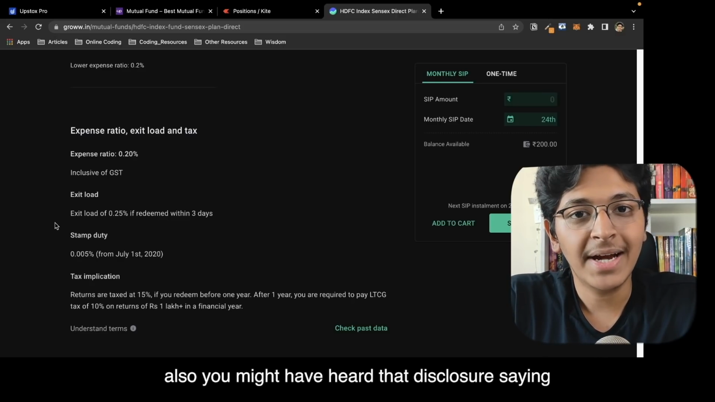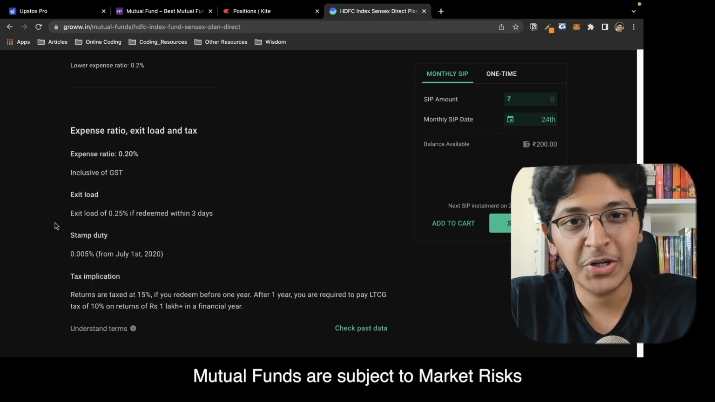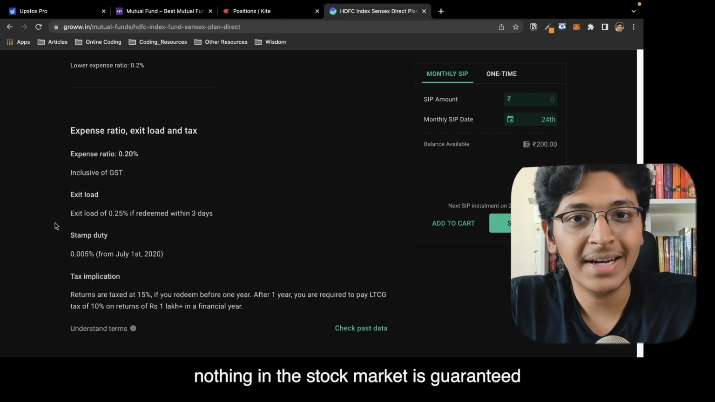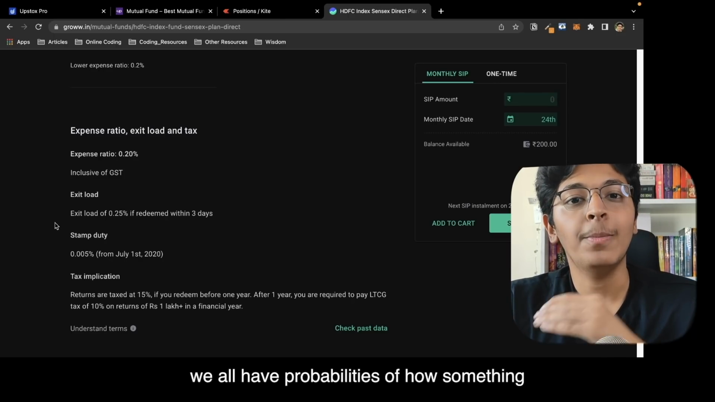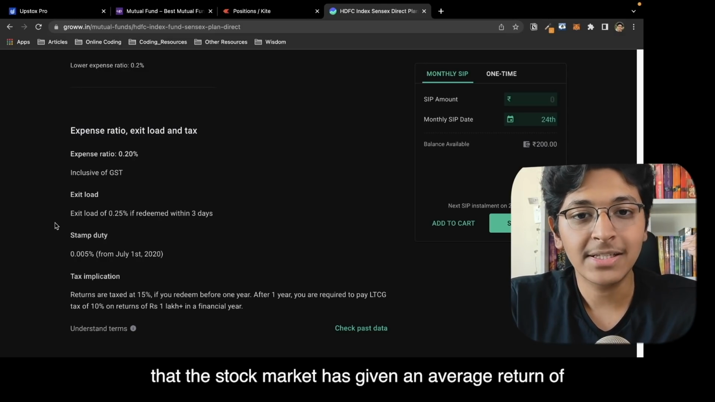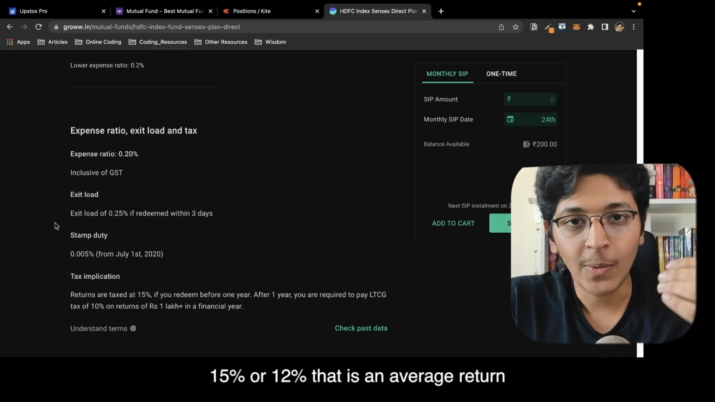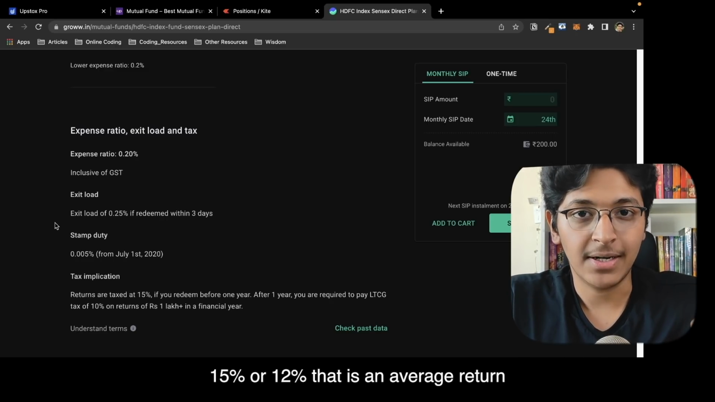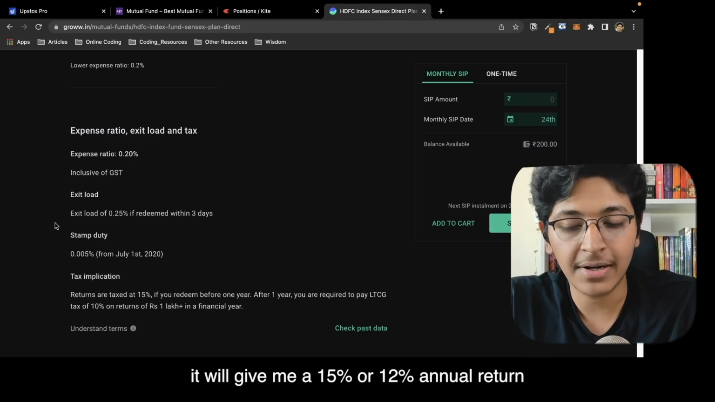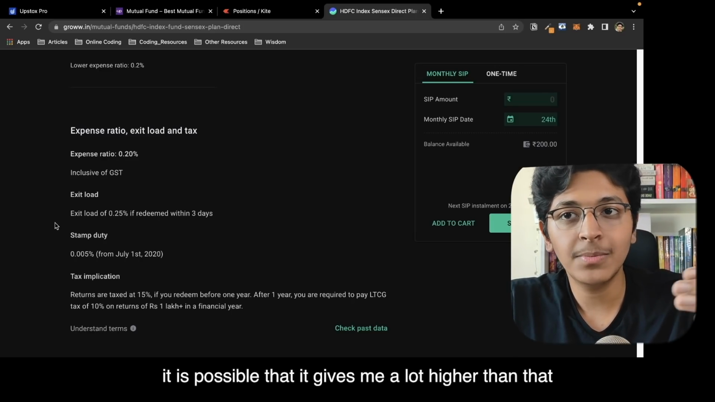Also, you might have heard that disclosure saying mutual fund investments are subject to market risk. Always make sure that you understand that nothing in the stock market is guaranteed. We all have probabilities of how something will perform in the future. When I say that the stock market has given an average return of 15% or 12%, that is an average return. That doesn't mean that in the next 1 year it will give me a 15% or a 12% return. It is possible that it gives me a lot higher than that.